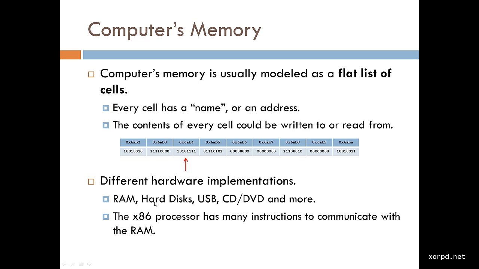You probably know that the hard disk is pretty slow, especially hard disks that are based on some physical mechanism. Newer hard disks or more modern hard disks are even faster, but the old ones are still a bit slow. Also USB and CD, DVD, all of those are not as fast as the RAM usually. So the processor has direct instructions that allow it to communicate with the RAM. Let's talk about it in a more detailed fashion.